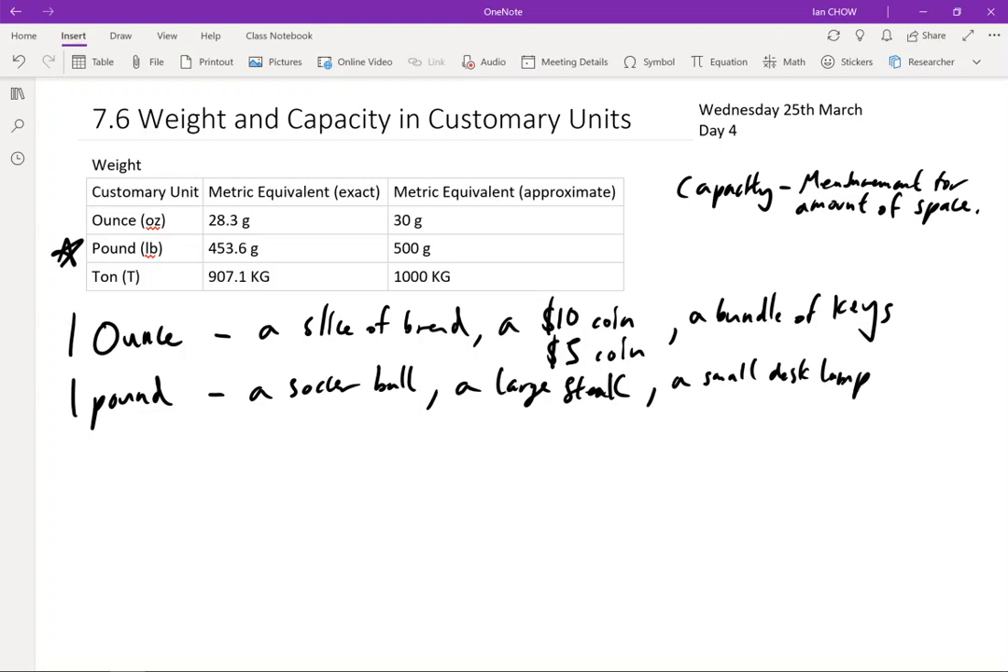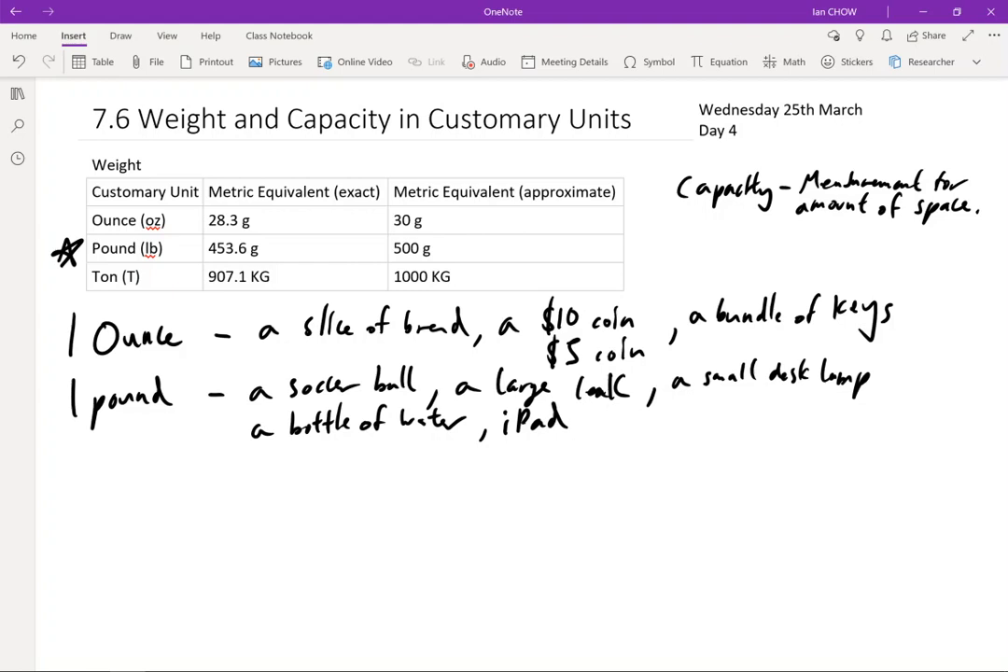And 1 pound is exactly 453 grams, and that is approximately 500 grams. Oh, so a bottle of water, that probably weighs around 1 pound. And what other things could be a pound? Maybe your iPad could be 1 pound as well.